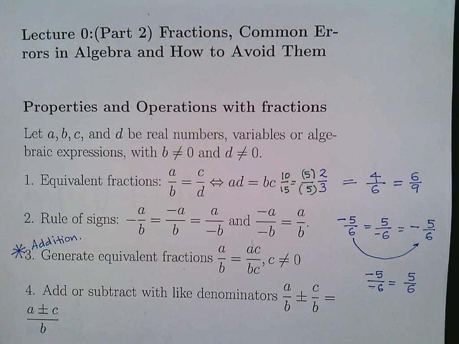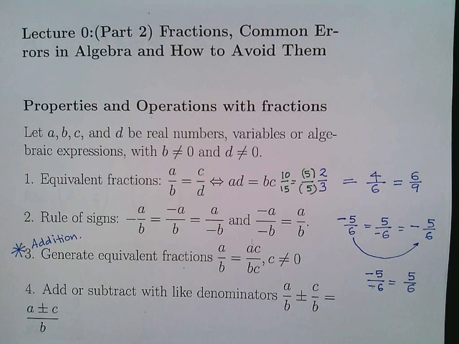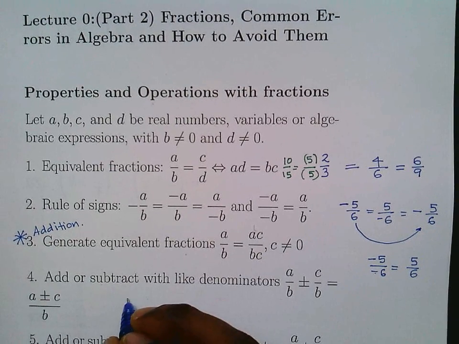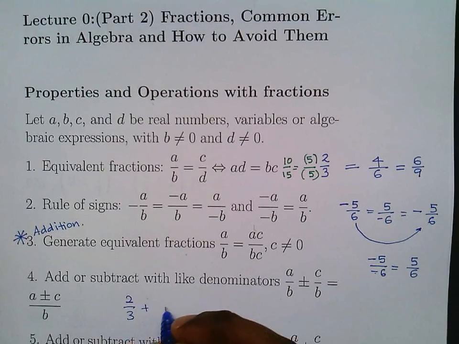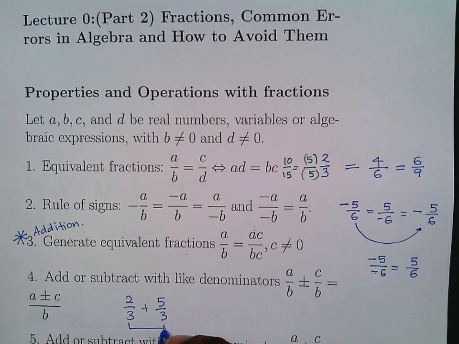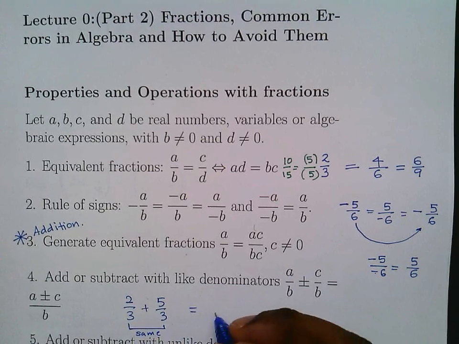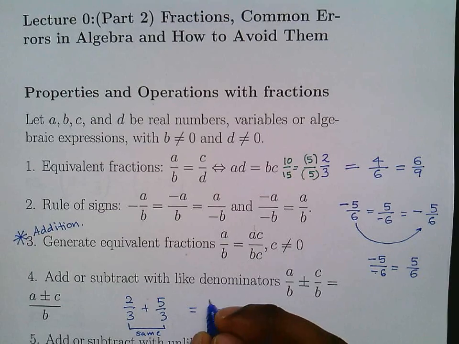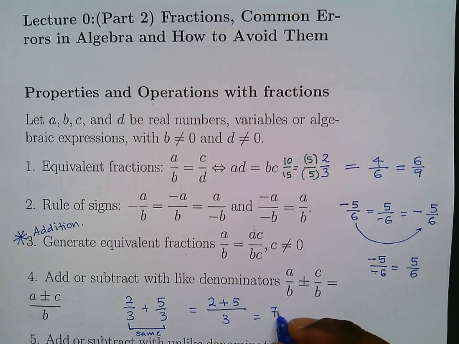Okay, and then if you have the same denominator, you can just add the numerators, and that's how you add fractions. For example, 2/3 plus 5/3, because the denominator is the same, you can just add the numerators, so it's 2 plus 5 over 3, so that would be 7/3.